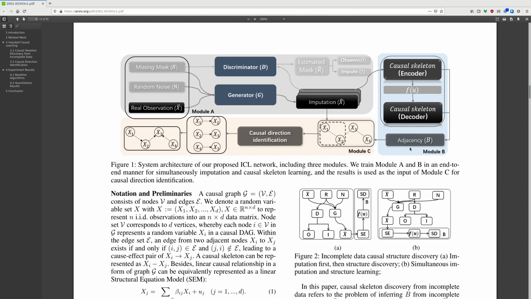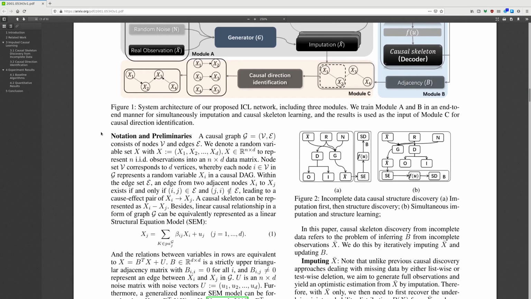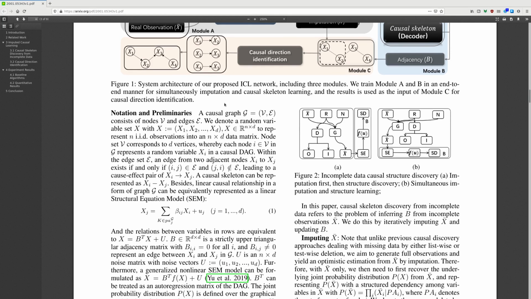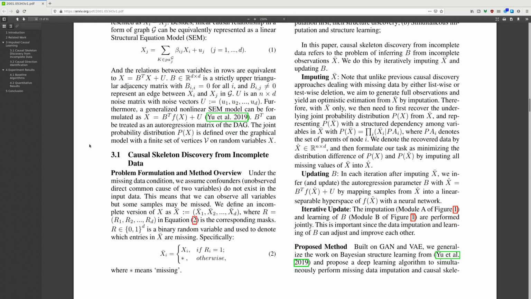And then causal direction identification is performed. System architecture of our proposed ICL network, including three modules. We train module A and B in an end-to-end manner for simultaneous imputation and causal skeleton learning. The result is used as an input of module C for the direction identification.